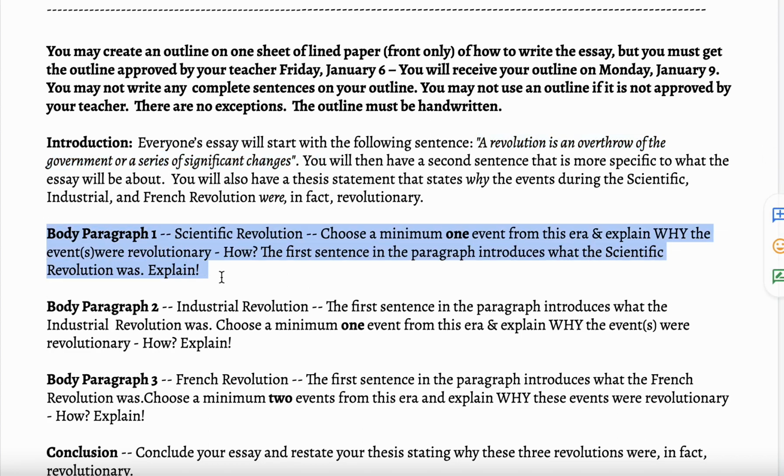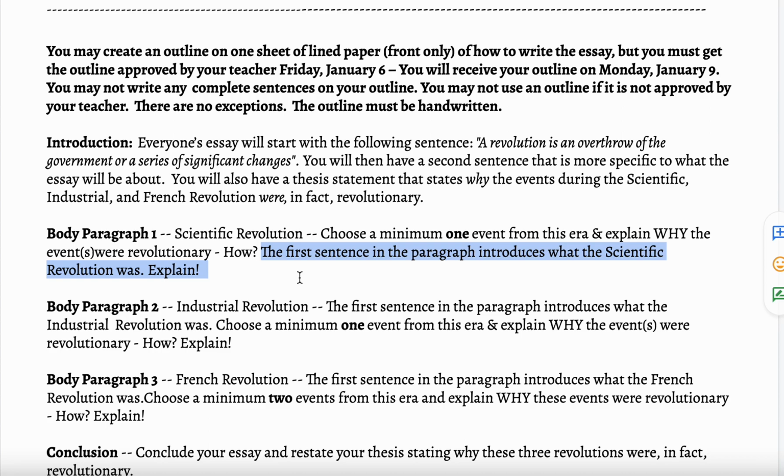Your first body paragraph, you have a mentioning about the scientific revolution. You're going to choose one event from the scientific revolution and explain why that event was revolutionary, and then say how. The first sentence or two will say, the scientific revolution was blah, blah, blah, telling me what the scientific revolution was. You'll give me a sentence or two that tells me about the scientific revolution, when-ish it happened, and then you'll say the scientific revolution was a revolution because, and then you'll get into the details. You might want to say because people challenged the church, and they literally tried to prove these theories.